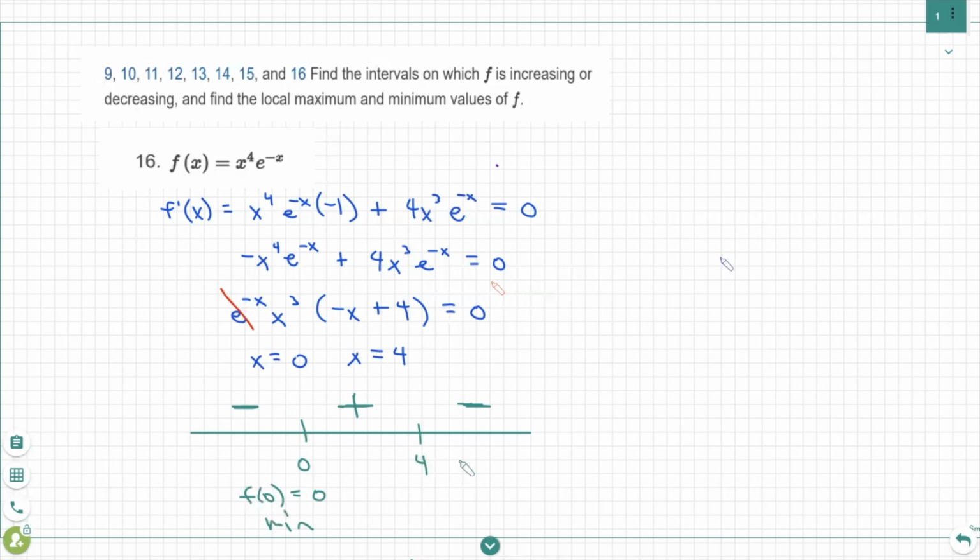Okay, and then what happens when you plug in 4? 4 to the 4th is... I'm getting 4.689. Okay, some positive number, but this is the exact number. So is this a minimum or a maximum? That would be a maximum. Okay, yeah. That should be it then.